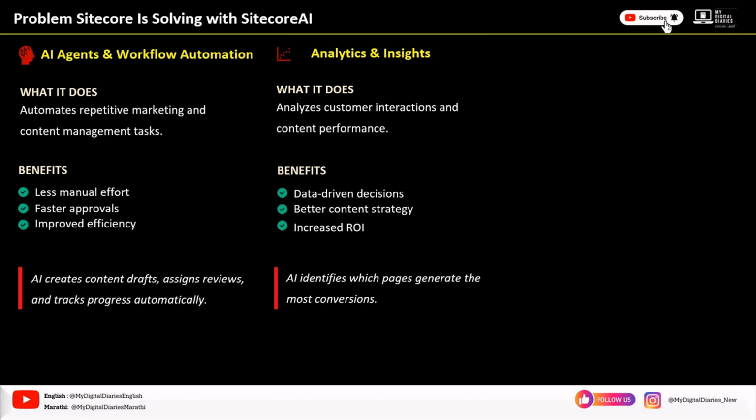Here is how it plays out. Sitecore AI identifies which pages generate the most conversions. So instead of manually combing through analytics dashboards, the AI tells you directly which pages are doing the heavy lifting.